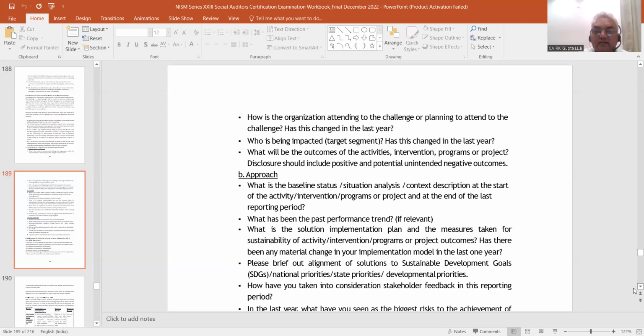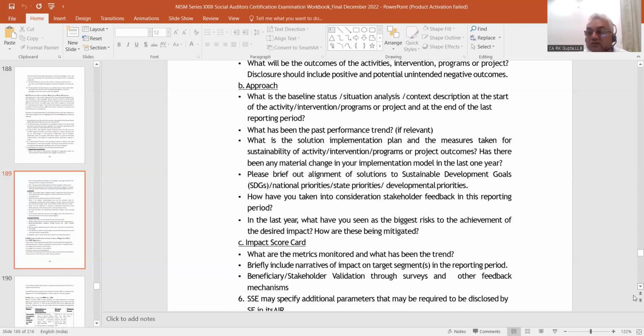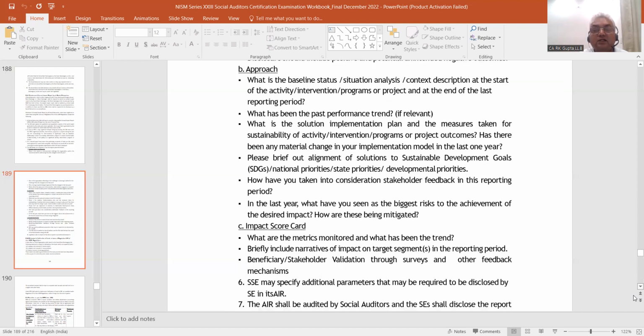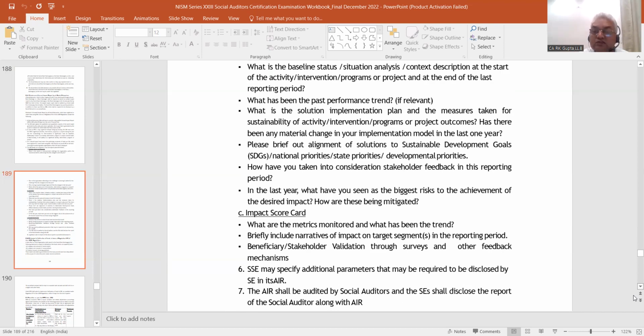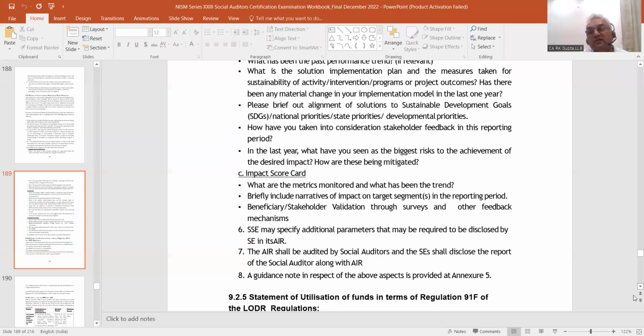So has there been any material change? Alignment of solutions to sustainable development goals, national priorities, state priorities, developmental priorities. Then how have you taken into consideration stakeholders' feedback in the reporting period? In the last year, what have you seen as the biggest risk to the achievement of the desired impact? And how are they being mitigated?